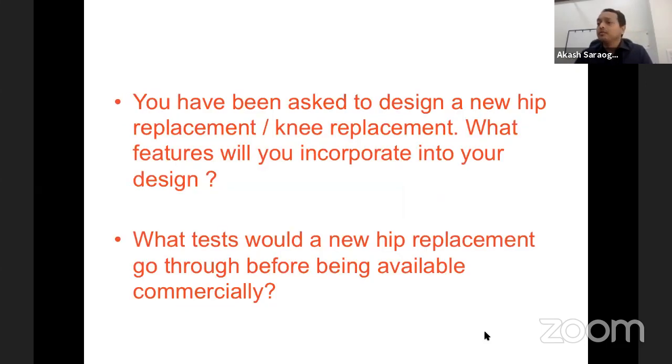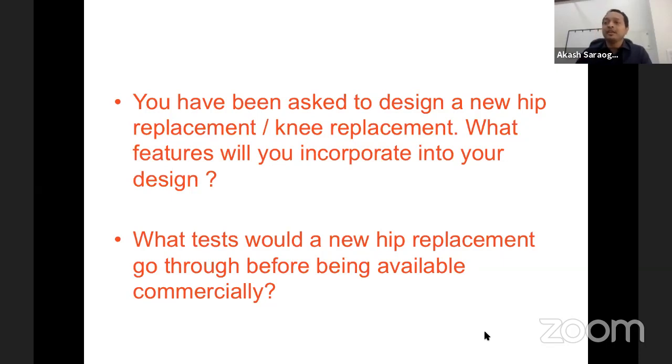Now, you will be given some hypothetical scenarios in your exam, which will say, you have been asked to design a hip or knee replacement. How will you do that? What features do you want in that? There will always be at least one hypothetical question in your exam, right? So you need to think out of the box. You have to think about everything, not just the biomaterial. Of course, in the biomaterial, we'll talk about how the material should be inert. The bearing surfaces should have high resistance to wear. It should be easy to fabricate.